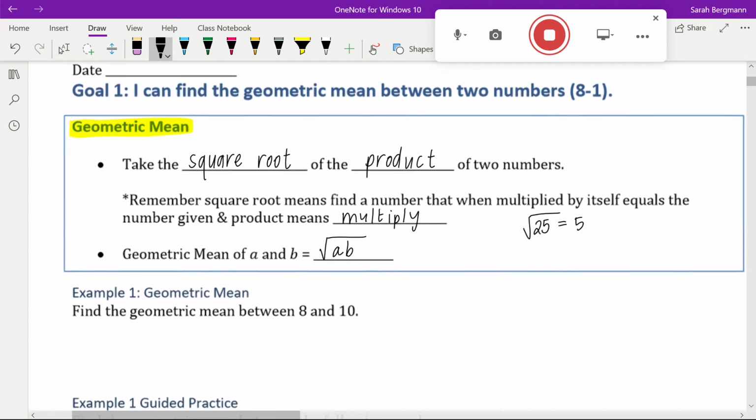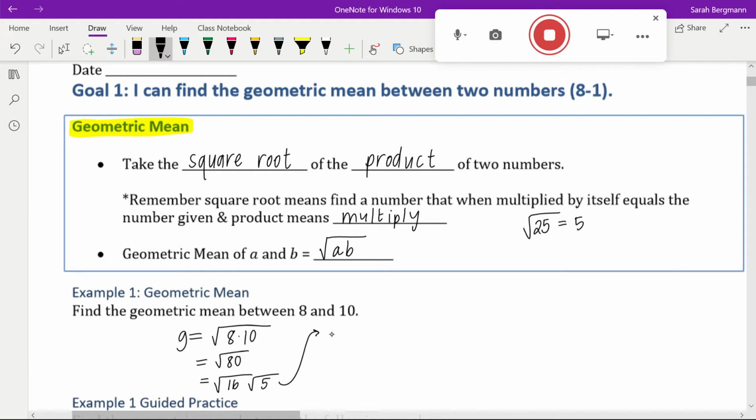Let's do this problem together. It says find the geometric mean between 8 and 10. So I'm going to write G equals the square root of 8 times 10. Now I have a couple options on how to go about simplifying this. My first way that I could do it is multiply 8 times 10 to get 80. And then think, what perfect square goes into 80? The largest perfect square that goes into 80 is 16, and it goes in 5 times.